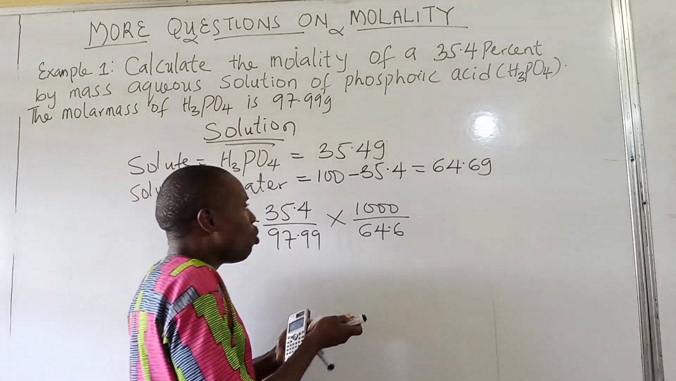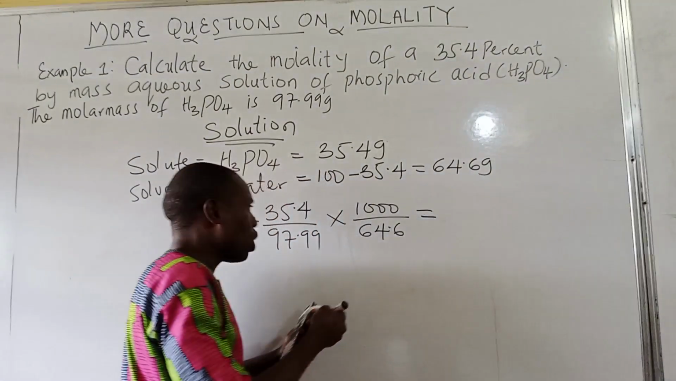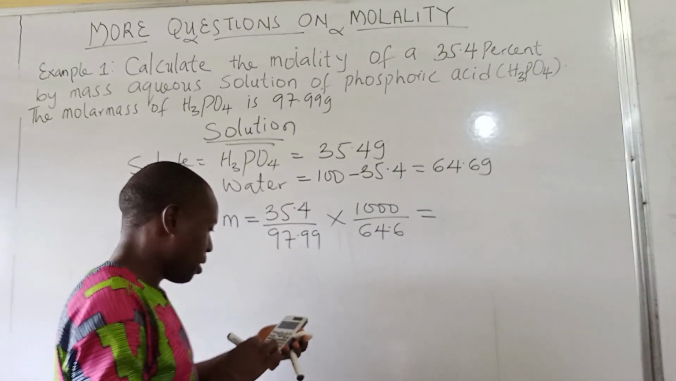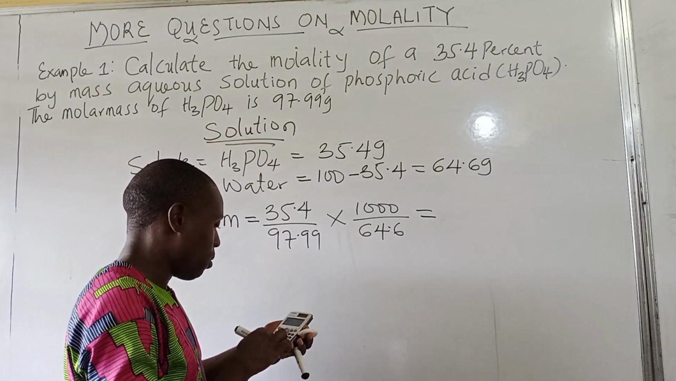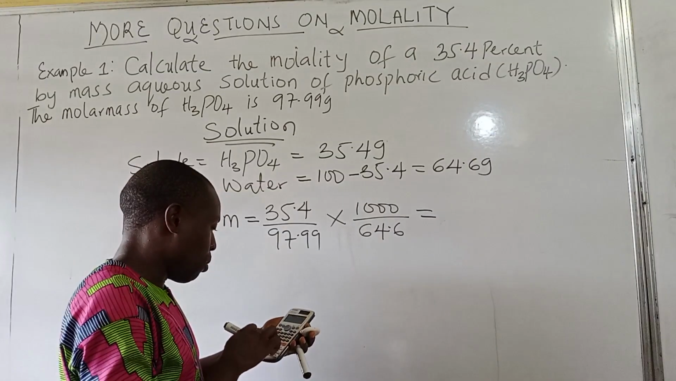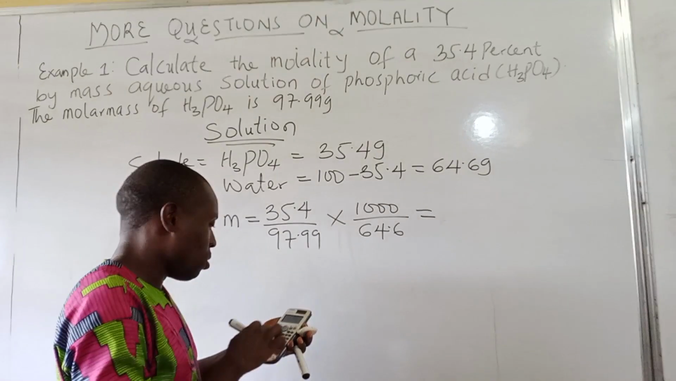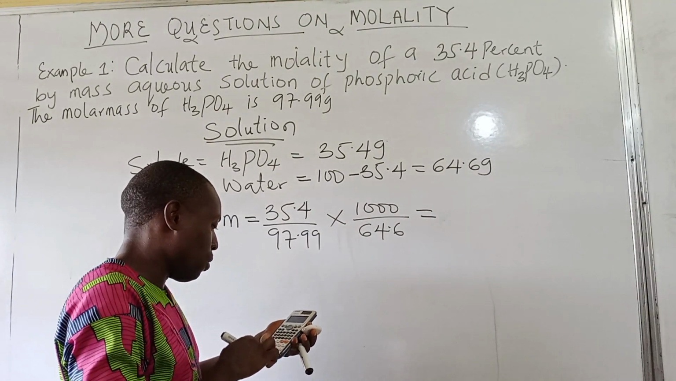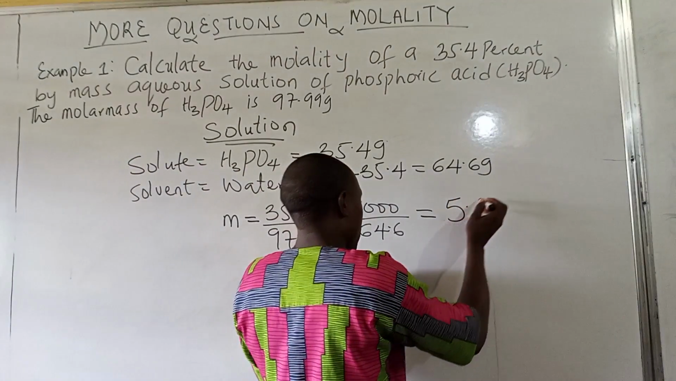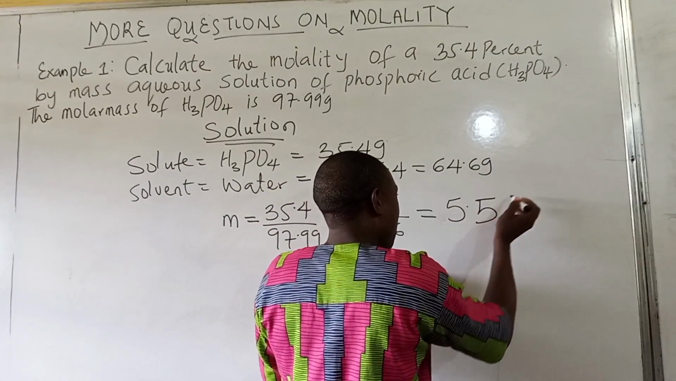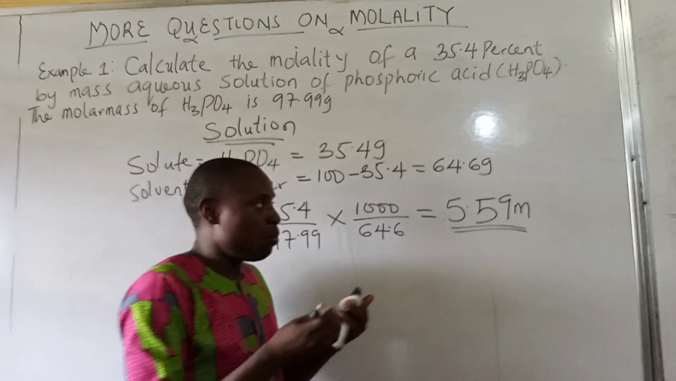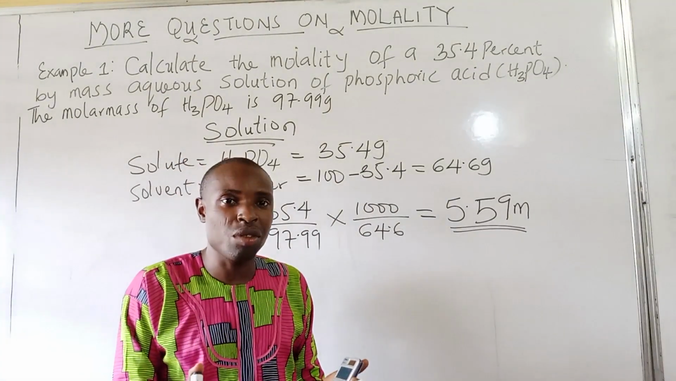So when we do the calculation with our calculator, it will be 35.4 over 97.99, multiplied by 1000 over 64.6, and that will give me the final value of 5.59 molal. So that is all for this case. So we move to the next question.